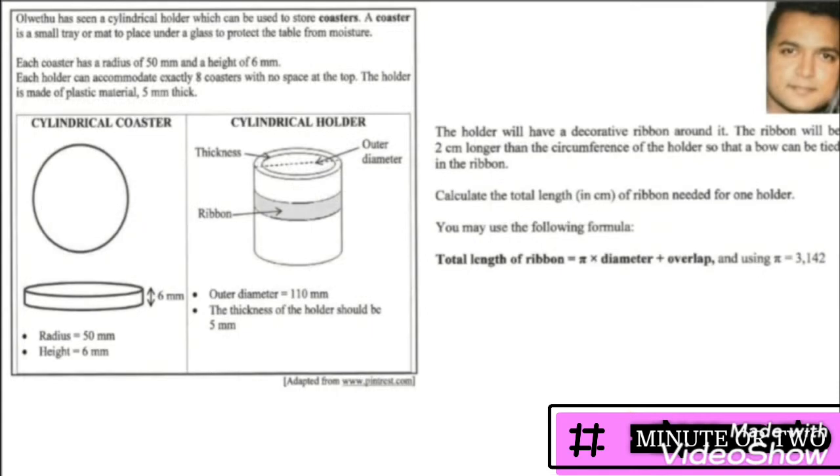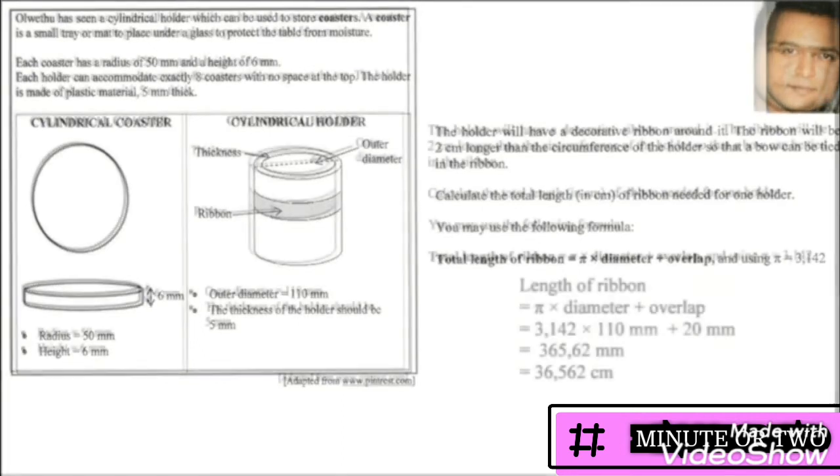The information given to us is a coaster as well as its holder, and they are given dimensions of each, and we need to take this information and answer the following question. And they are stating that the holder will have a decorative ribbon going around it. They're catering for a 2 centimeter longer length for tying this ribbon. And so we are required to calculate the total length in centimeter of the ribbon, and we are given a formula in which we need to use.